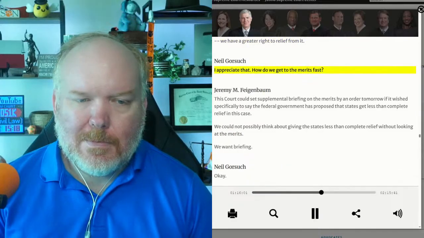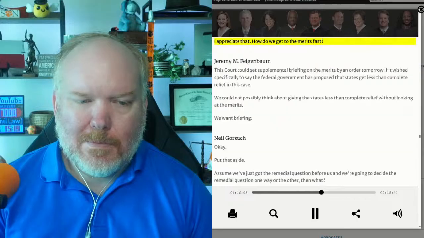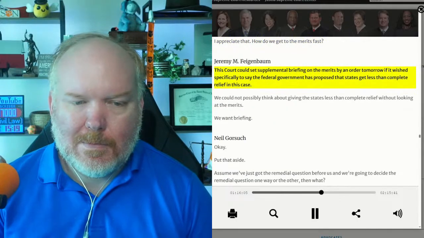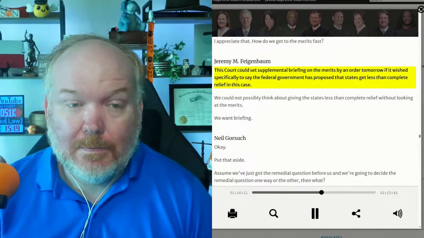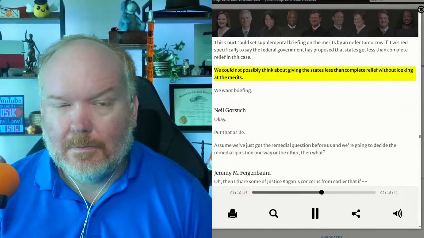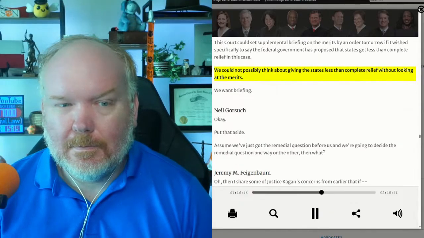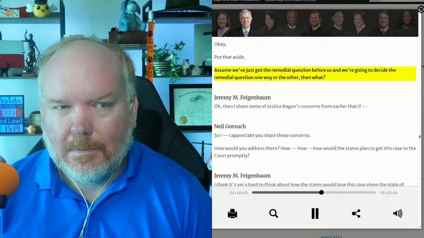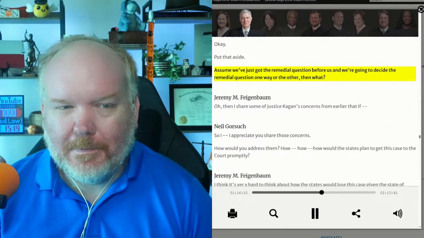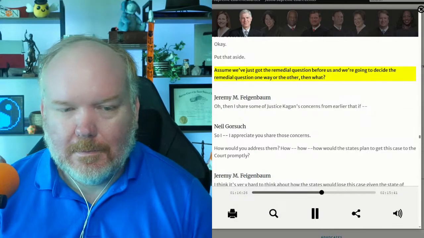I appreciate that. How do we get to the merits fast? This court could set supplemental briefing on the merits by an order tomorrow if it wished, specifically to say the federal government has proposed that states get less than complete relief in this case. We could not possibly think about giving the states less than complete relief without looking at the merits. We want briefing. Put that aside. We've just got the remedial question before us, and we're going to decide the remedial question one way or the other. Then what?